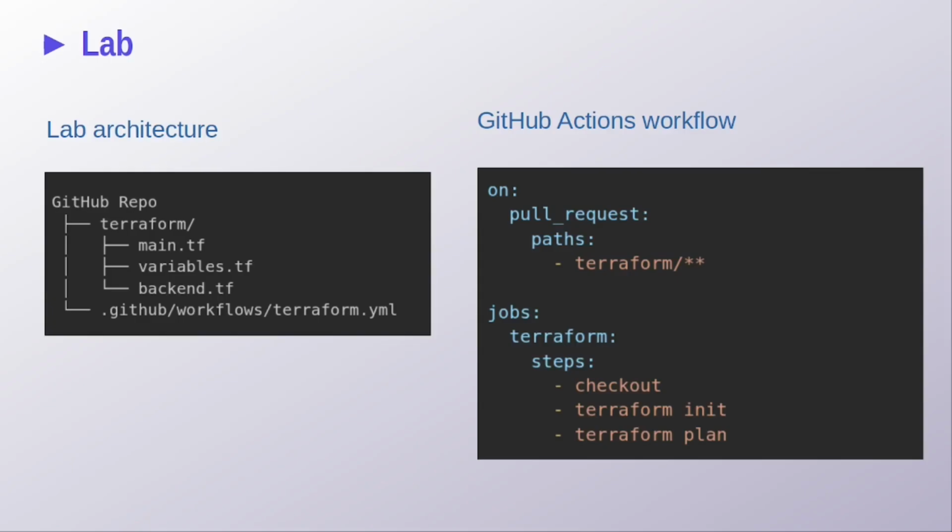Lab. Create a lab architecture like this. Create a folder and have a list of at least 3 files, and create another folder to include the GitHub Actions workflow.